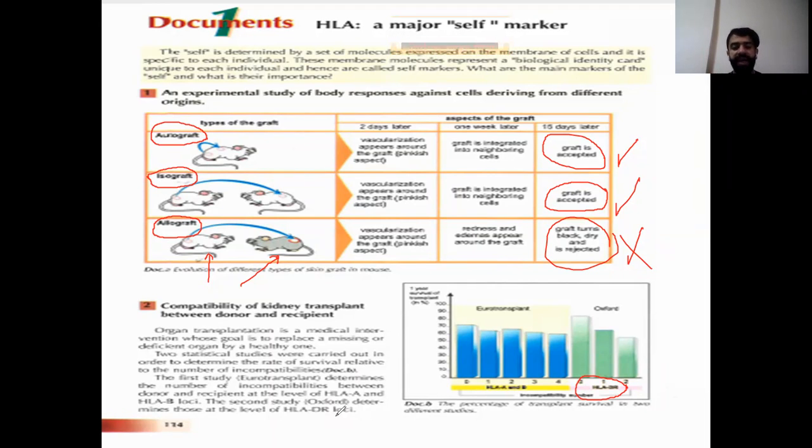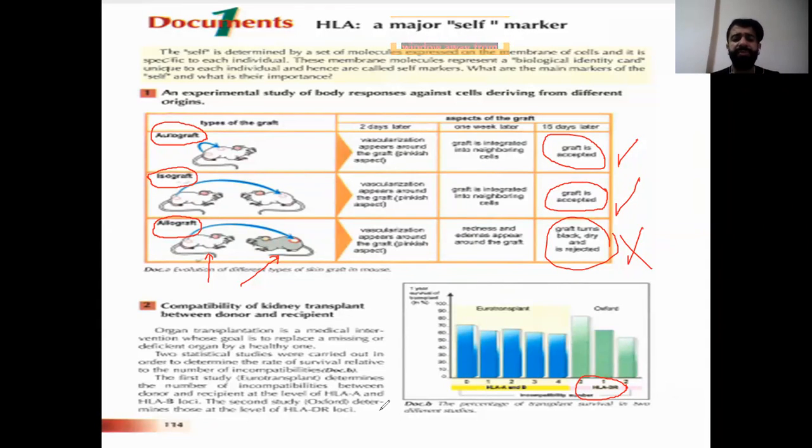So the first study, which is the Eurotransplant, determined the number of incompatibilities. Incompatibility is the opposite of compatibility. So between the donor and the recipient at the level of HLA class A and HLA class B loci. So we have two classes now of HLA, HLA class A and HLA class B.